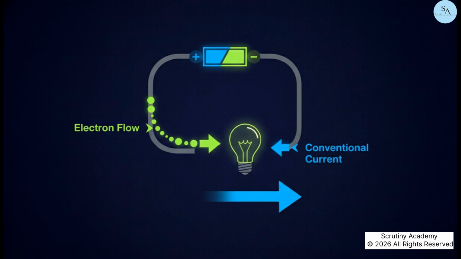But way back in the day, before we even knew about electrons, scientists just guessed and said that current flows from positive to negative, and that convention stuck. So on every single circuit diagram you will ever see, the arrows for current point from positive to negative. It's called conventional current, and it's the exact opposite of which way the electrons are actually moving.